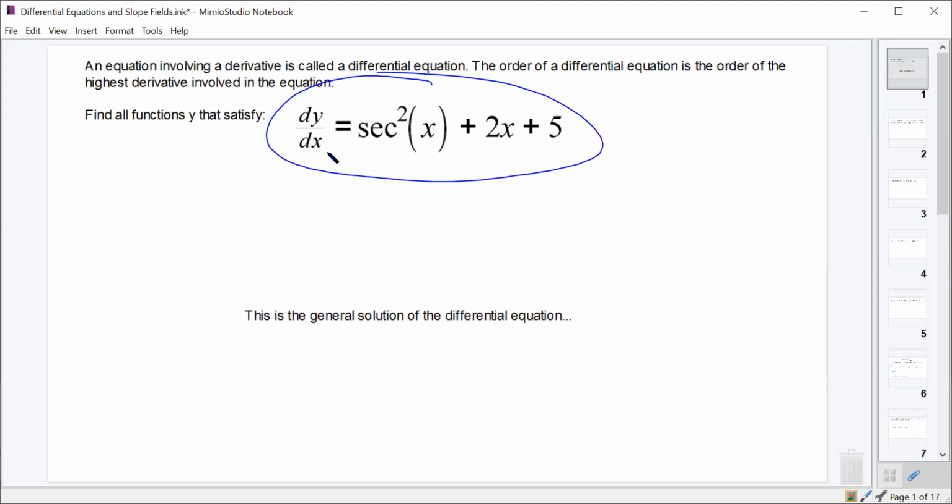I could have a second order differential equation. There's a second order differential equation. So is this. It's a complicated one we won't have to deal with in here. But it's a second order differential equation because the highest derivative involved in it is a second derivative. Everybody get that?